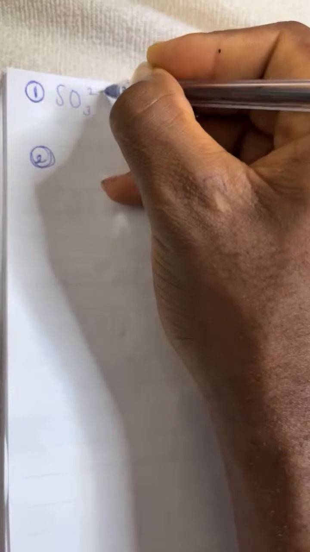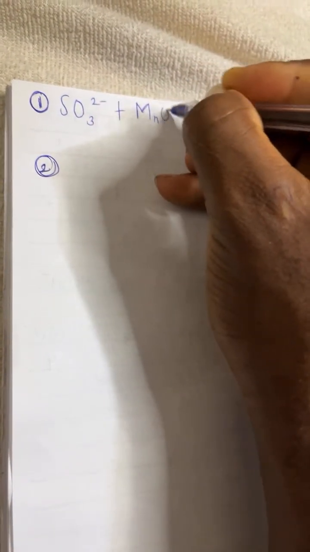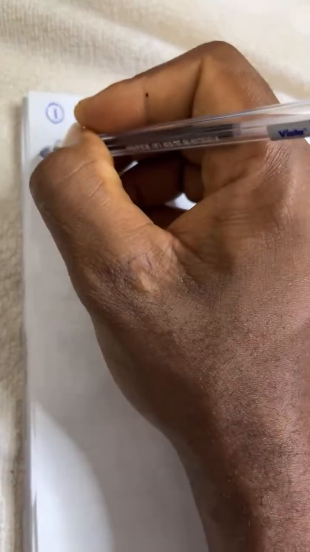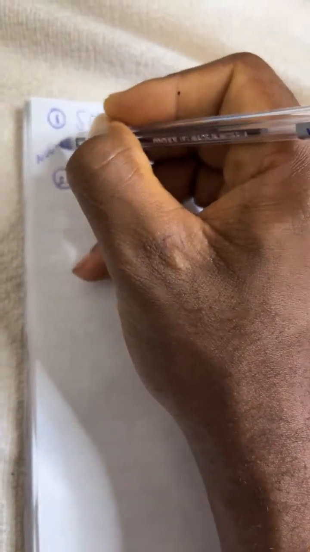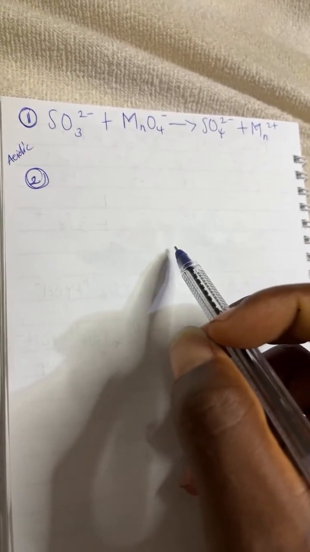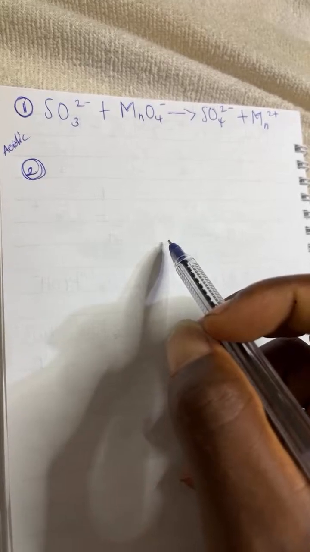SO3 2 minus plus MnO4 minus, that should give us SO4 2 minus plus Mn2 plus. So this is an acidic medium. The 2 questions I want to give you are acidic mediums.